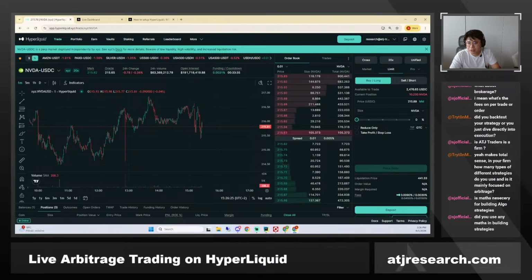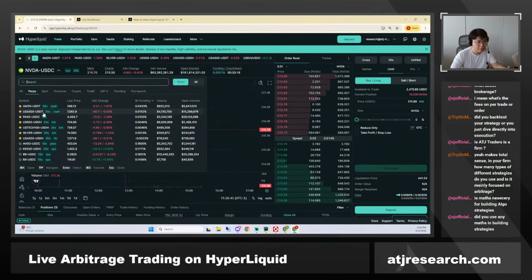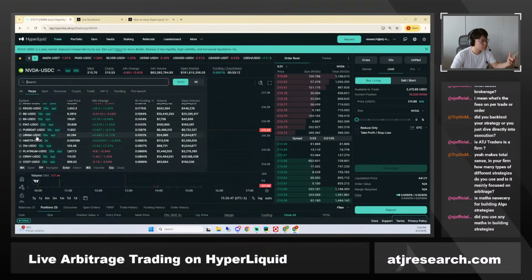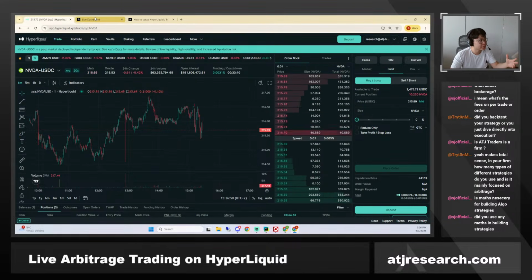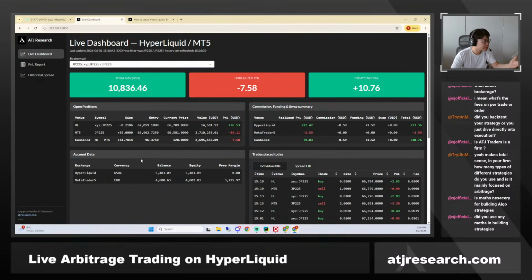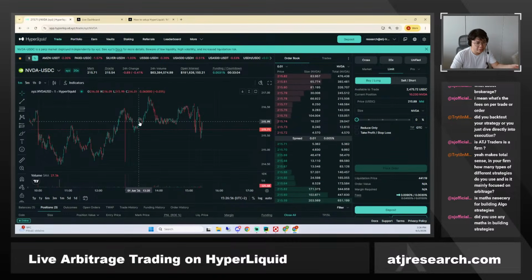And then another question, yeah, makes total sense. In your firm, how many types of different strategies do you use, and is it mainly focused on arbitrage? Yes, I mainly focus on arbitrage, and so right now I'm showing how I trade on Hyperliquid. What I focus on is I screen multiple symbols throughout the day, see what strategies are good for a day, and then I run the trading strategy using the dashboard, right? So I can have multiple symbols that trade at the same time. And so this is just on Hyperliquid.